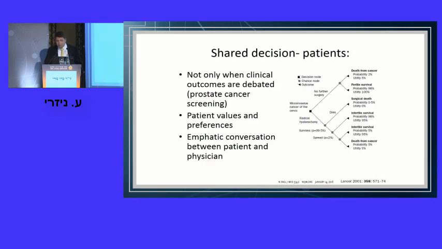Another aspect of sharing the decision is with the patients, is to ask the patients what they really like. And it's not only true when we don't know, when there is not enough clinical data to give a clear recommendation, but it's true also for clear cases. It's always important to know what the patient wants, and you don't have to construct a decision tree model to know what the patient wants. You just have to have an empathic conversation between patient and physician.